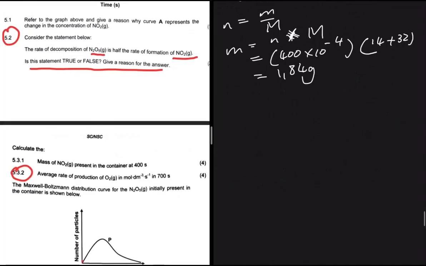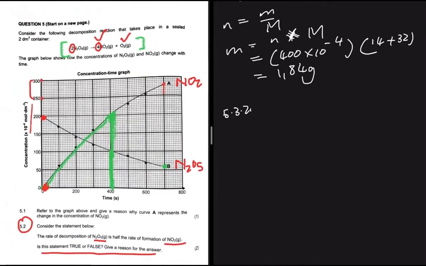Let's move to the following question. The average rate of production of O2 in moles per decimeter cube per second in 700 seconds. Right, so again, we're looking for the average rate of production of O2. But then we don't have a graph for O2 here. So to make our life easy, let's find the rate of production of NO2 and use the balancing coefficient to find the rate of production of O2. We can also use the rate of decomposition of N2O5, one between the two. If we use the rate of production of NO2, we're going to find the change in the concentration divided by the change in time. So the concentration, it starts at 0, right?